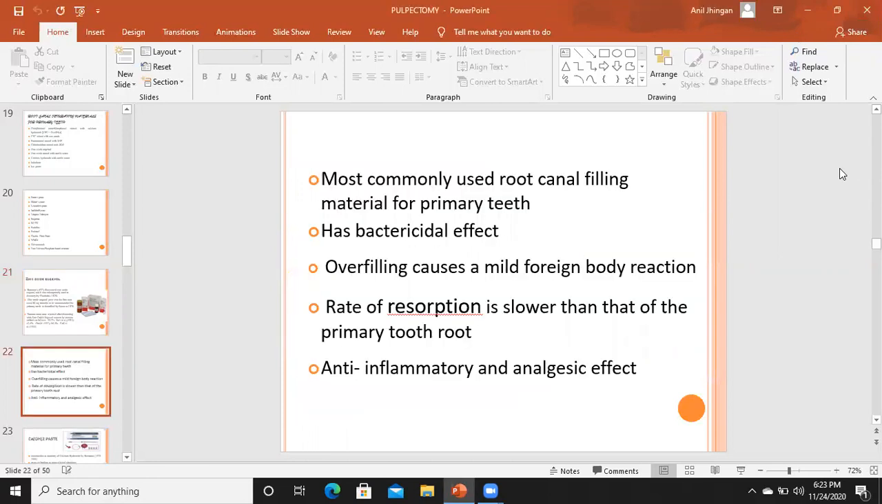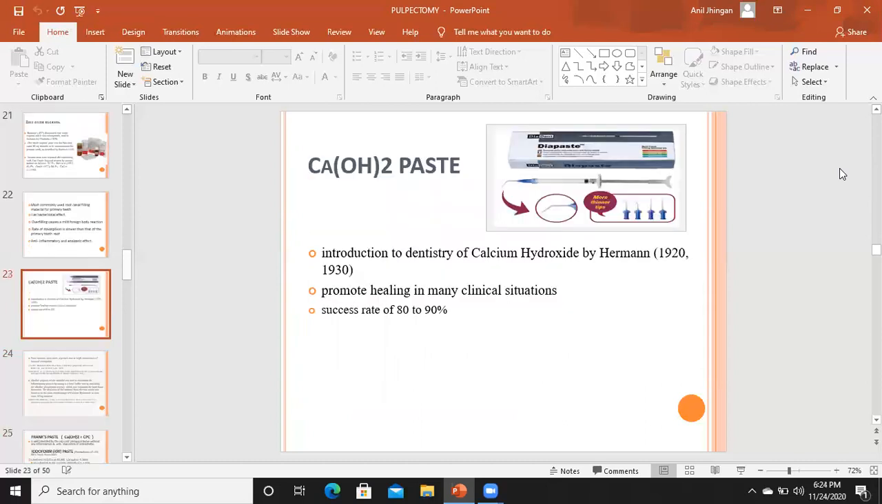It is the most commonly used root canal filling material for primary teeth and has an antibacterial effect, but overfilling causes a mild foreign body reaction, so we have to be very careful not to push it beyond the apex. Also, the rate of resorption is slower than that of the primary tooth root, which can sometimes delay the eruption of a permanent tooth. It also has an anti-inflammatory and analgesic effect.